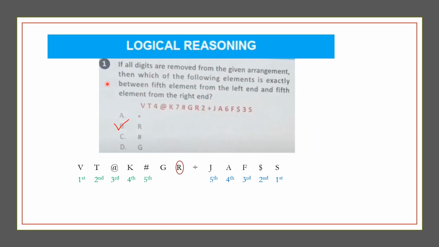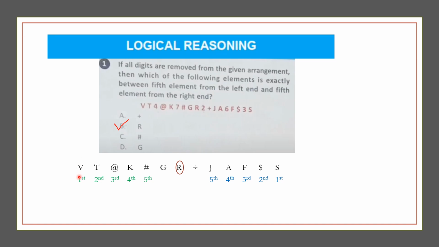Question number 1. If all digits are removed from the given arrangement, then which of the following elements is exactly between the fifth element from the left hand and the fifth element from the right hand? So the given arrangement is this one. We remove all the digits and rewrite it. So it will become V T, 4 is removed, K, 7 is removed, hash, G R, 2 is removed, division, J A, 6 is removed, F, dollar sign, 3 is removed, and S.